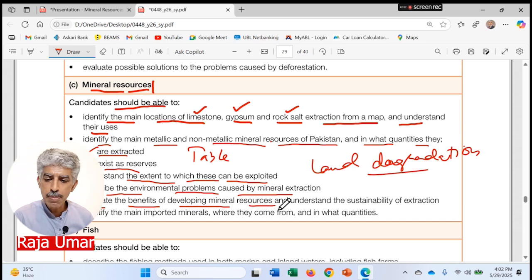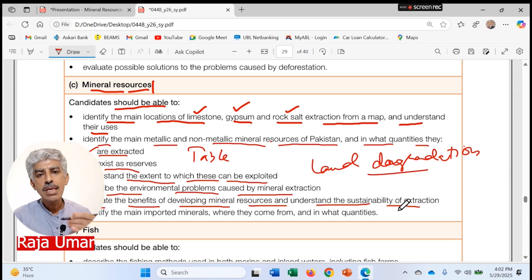Students will be able to evaluate the benefits of developing mineral resources and understand the sustainability of extraction, that is, how these minerals can play their role in the development of Pakistan, and what can be done to have more and more sustainable extraction so that they do not harm the environment, but play their best role in the development and economy of Pakistan.